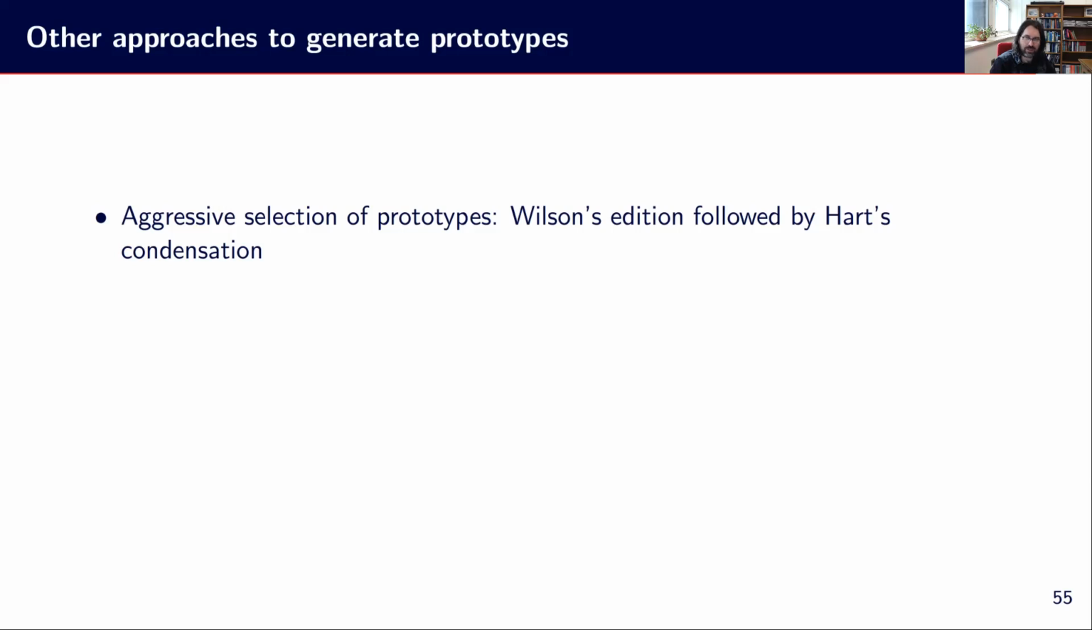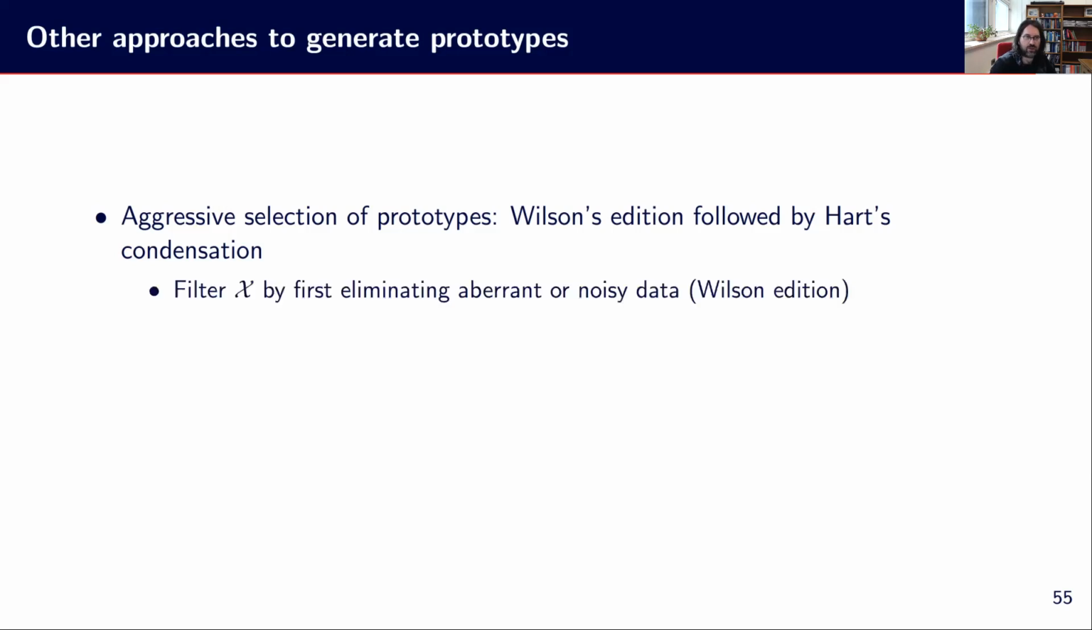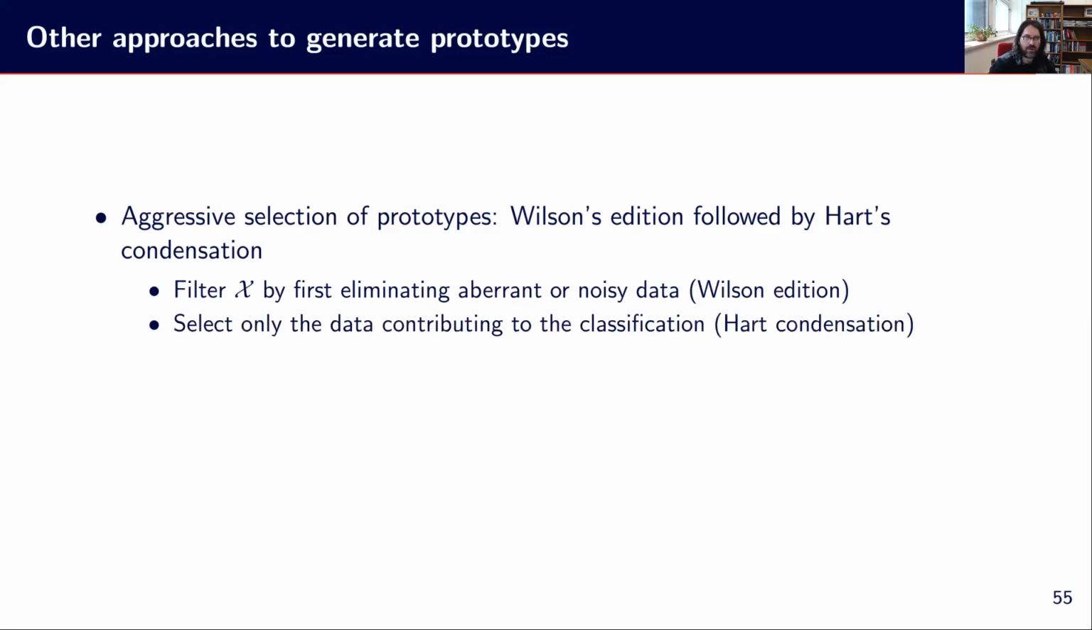outlier samples with Wilson, and then we will condense the resulting dataset with Hart to really keep the ones that are useful. This can really remove a lot of samples, possibly that will hurt performance, but that will give us really a compact dataset to use for KNN classification. So filter first the samples by eliminating the aberrant noisy data with Wilson. Select only the data that are contributing to the classification with Hart.